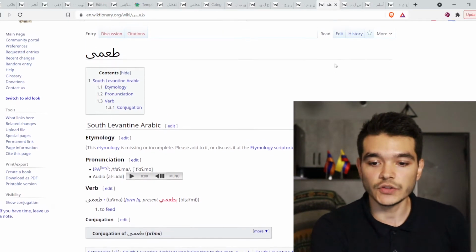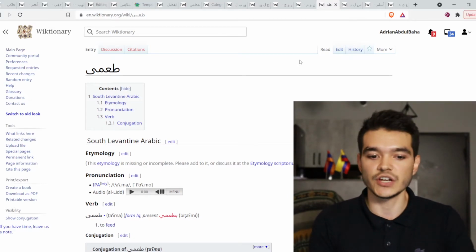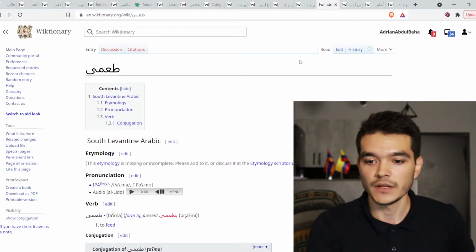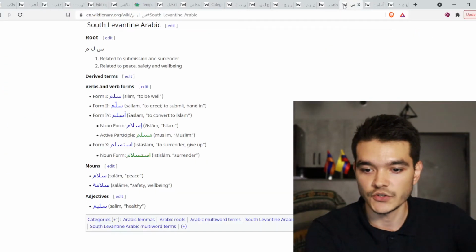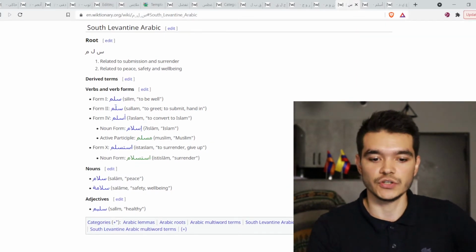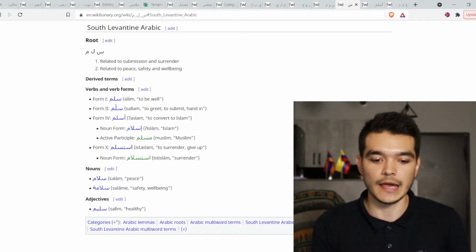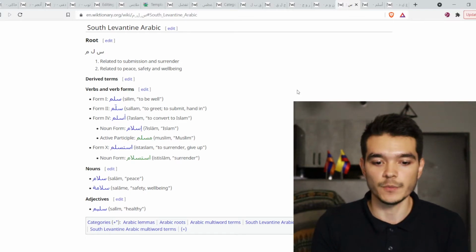This is not the only type of problematic word, this is one example. Farja, ta'ama, farsha. But there are others. For example, this is an interesting one. We have the root sin, lam, mim, which gives us words like salam and salame, Islam, and all this. So it relates to submission and surrender, or peace and safety and well-being.